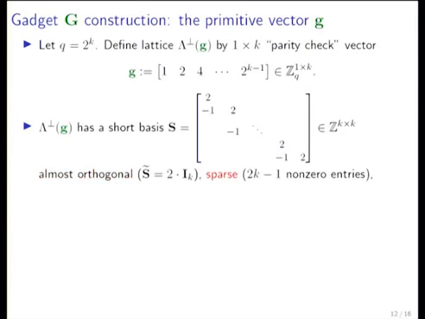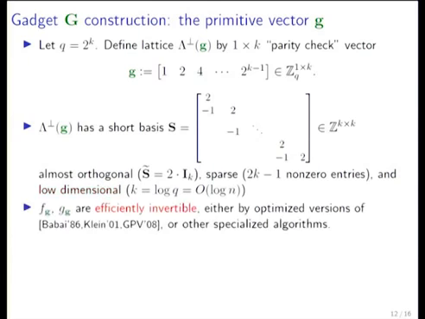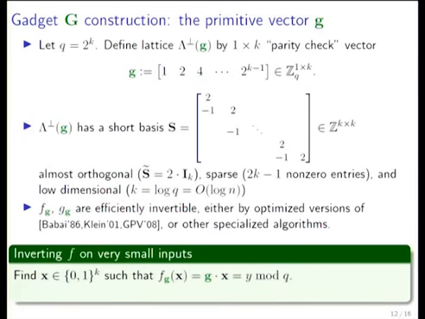Now, I'll give a brief description of this magic lattice G that allows us to do this. So take a vector g which has k entries, where k is the logarithm of q. For simplicity, let's set q to be a power of 2, though this is not necessary. And our vector is given by 1, 2, 4, all the powers of 2 up to q over 2. And let's take the lattice defined by the linear equation g x equals 0.